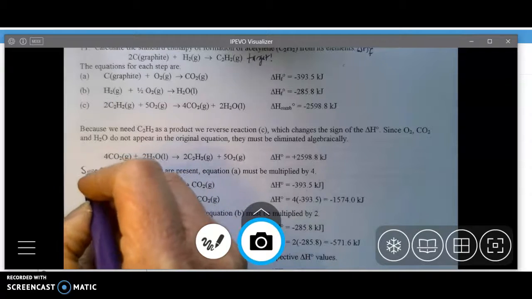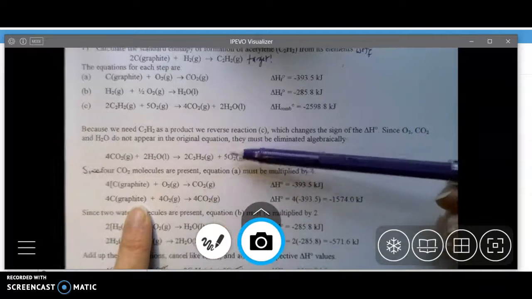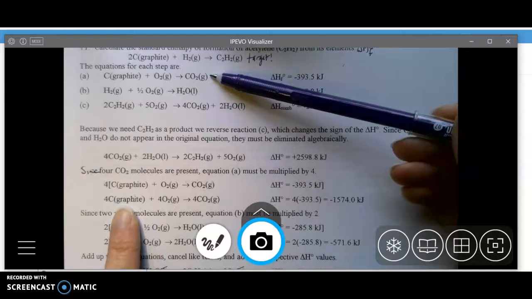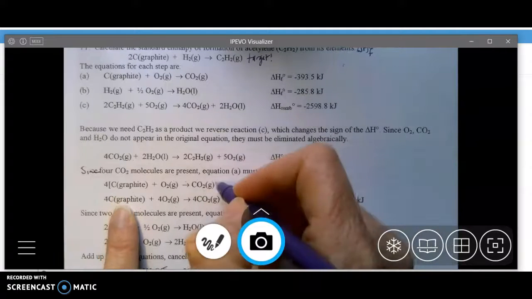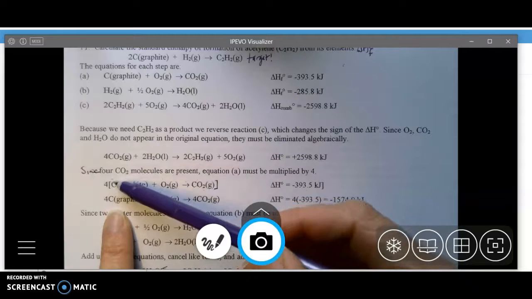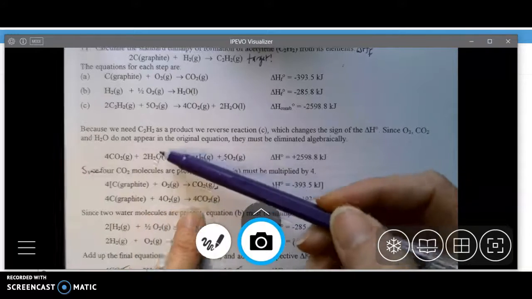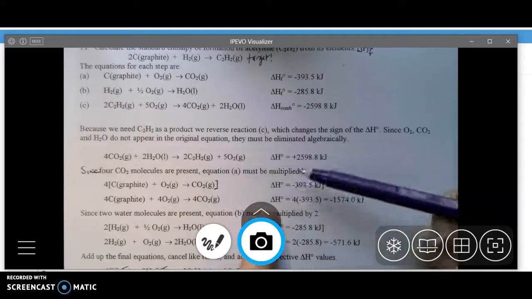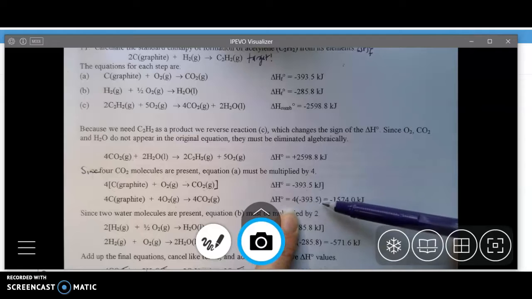Since 4 CO2 molecules are present in this equation, I have to multiply my equation A by 4. So you'll see, oh, I did miss a bracket here. I'm distributing this 4 the whole way. So 4 carbon graphites, 4 diatomic oxygens, and 4 CO2 molecules. And then what I do to the equation, I have to do to the delta H value. So 4 times the negative 393.5.